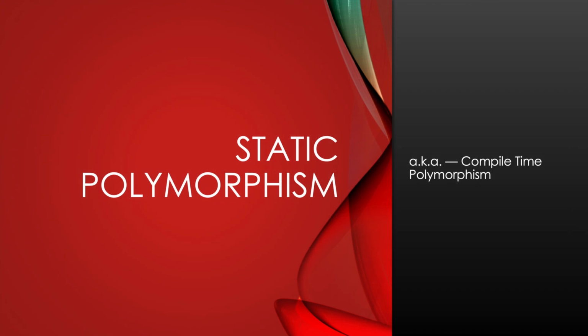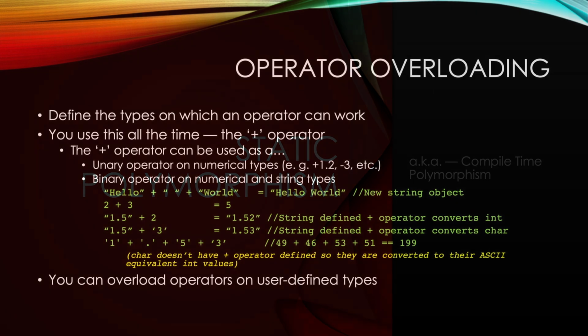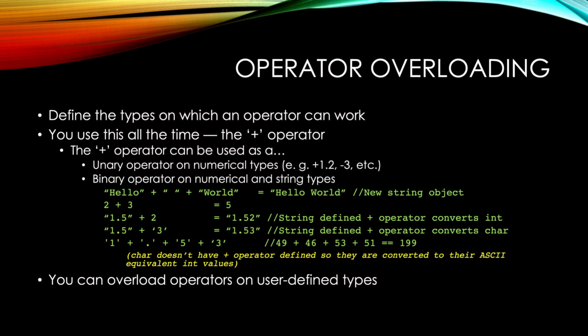Static polymorphism, otherwise known as compile time polymorphism. Operator overloading. Operator overloading simply means defining operators that work with your types. There's a handful of operators you can overload. Those are defined in the .NET framework documentation. And you've seen an example of the plus operator, right?